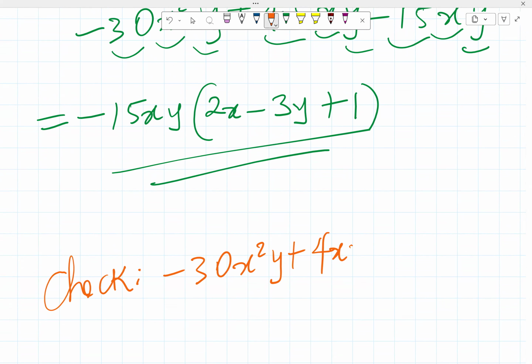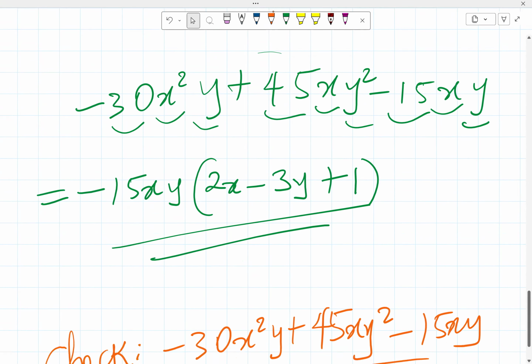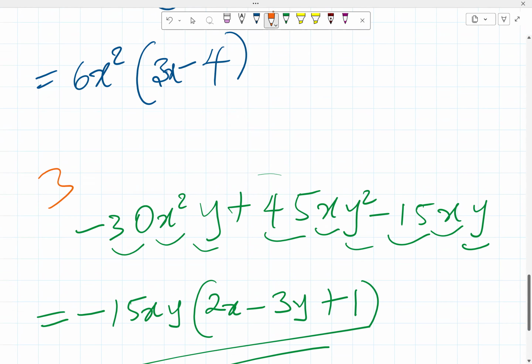X, so that's 45. Okay, there's only one x here. Then y times y is y squared. And lastly, minus 15 times 1, that's minus 15xy. And that's it. Okay, so that means that's the same as what we started with. So we are good to go. That was question 3 right there.